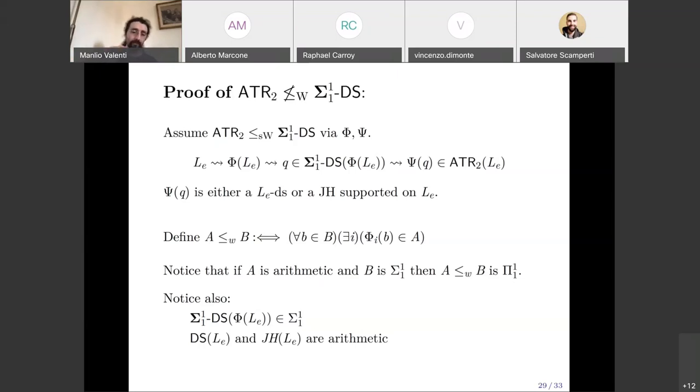Plus, of course, being a descending sequence from a linear order is a Pi^0_1 property, as I mentioned before, but also being a jump hierarchy supported on a linear order is an arithmetic property. It's a Pi^0_2 property, if I remember correctly. But it doesn't matter, it's arithmetic, right? So this is going to be important, because we will then apply this relation to these sets. In our mind, we will have B being this set here and A being one of these two here, so that this relation will actually be Pi^1_1. But we will see it in a bit. You don't have to remember it, just to mention.